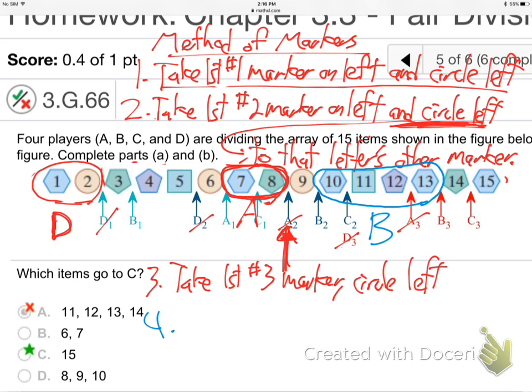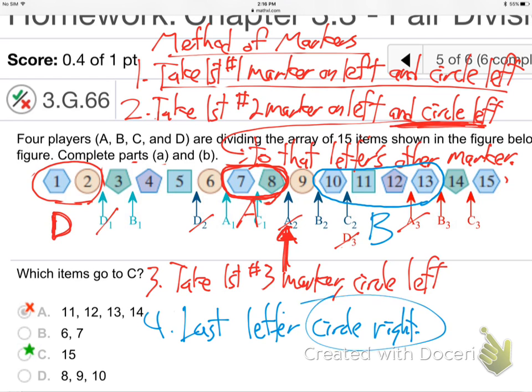And finally, number 4, take the last mark, well, I should say, last letter, circle right. So you don't circle right until the last letter. Who's last letter? We've got A, A's got their candy, B's got their candy, D's got their candy. Who's left? C. Circle C and circle right. So C just gets candy number 15.